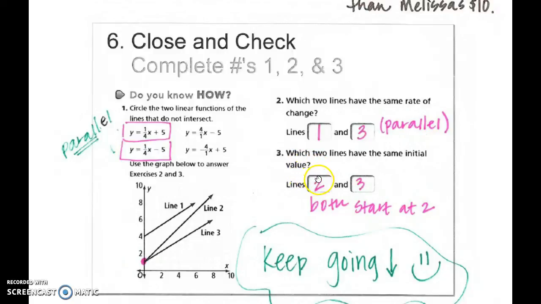Question 3 says which two lines have the same initial value. Both 2 and 3 start from 1. And I accidentally put 2 over there. So both of them start at 1. Put a 1 right there for me.